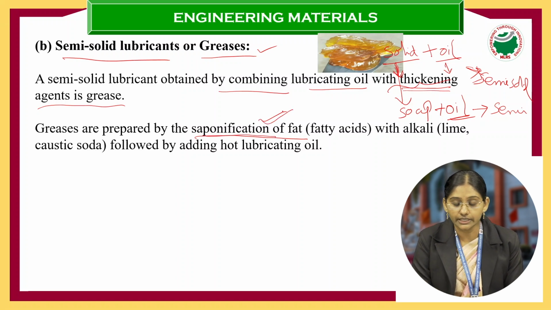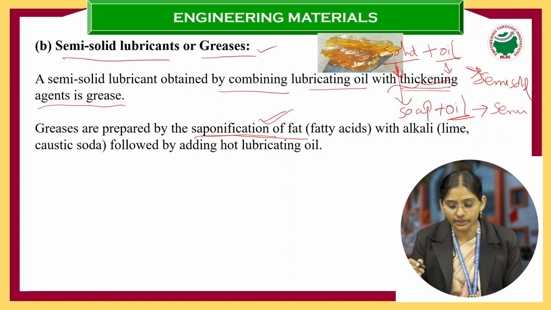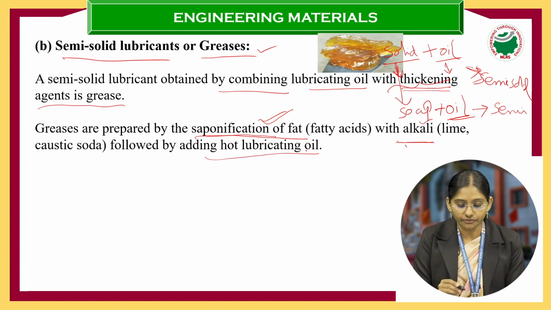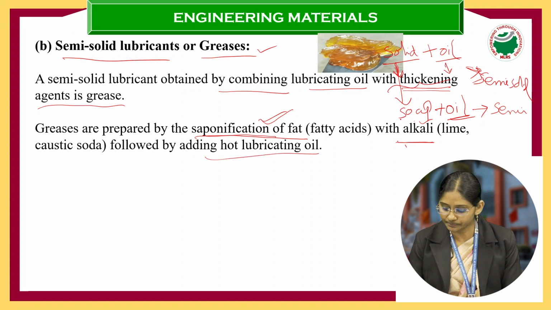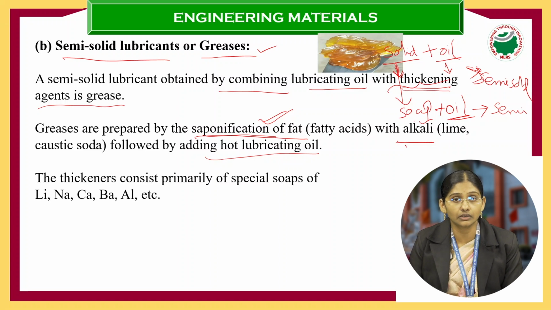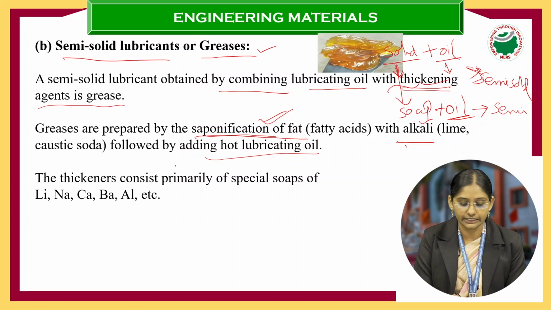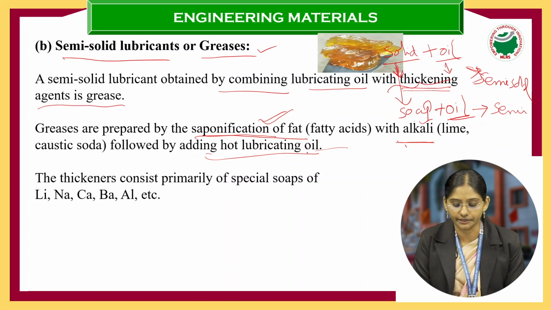The chemical reaction taking place in that is the esterification reaction, which takes place in the presence of alkali. So what we are adding here in the place of solid is the soap. This process is called saponification. So grease can be prepared from the saponification of fat with alkali, followed by adding hot lubricating oil.